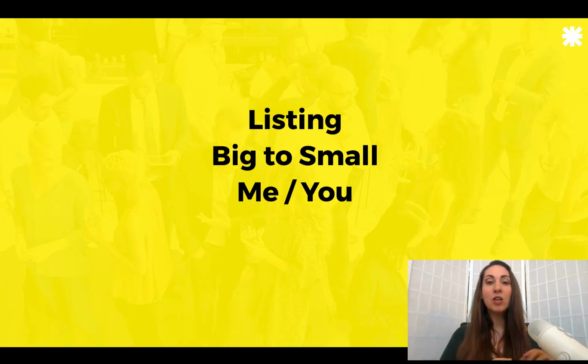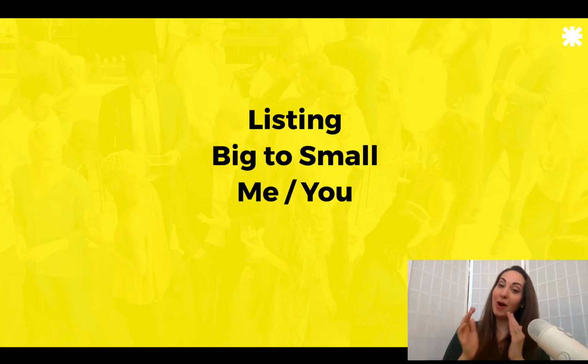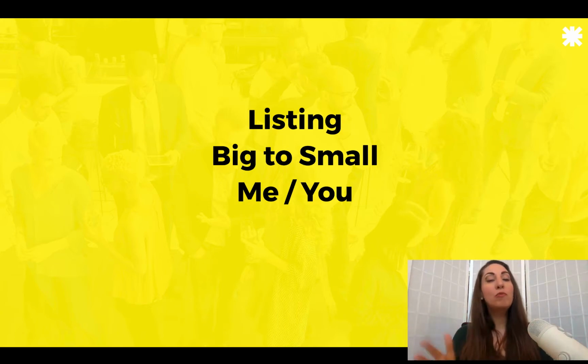The second one is going big or small. Anytime you mention a size of any kind, use your hands to represent that size. That could be a big idea or a small idea. That could be a big car or a small car. Anytime that you mention a size, you use your hands to represent it.